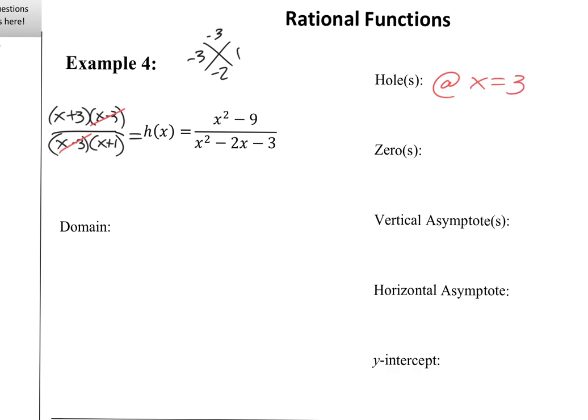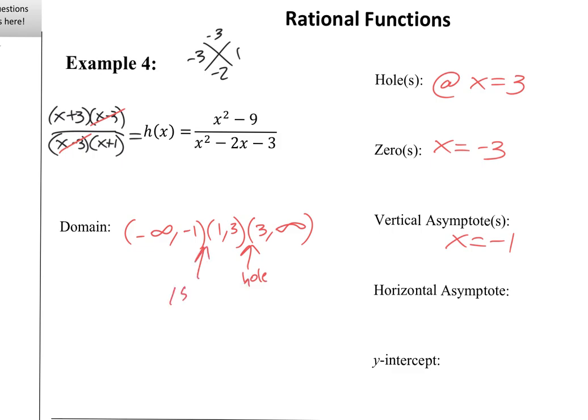When do I have zeros? I have a 0 right here for this 0. When that top would equal 0, that'd be -3. Vertical asymptote, that's when it doesn't cancel. And so that'd be x equals -1. And so we could say our domain is -infinity to -1, -1 to 3, and then 3 to infinity. And then remember, this is going to be the hole, and this is going to be the asymptote.